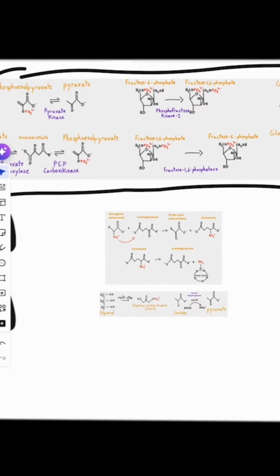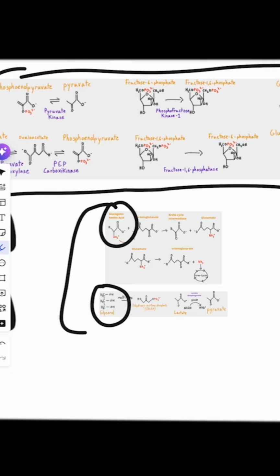And then lastly, the supplies for gluconeogenesis are listed right here. We use some amino acids, we use glycerol from those triglycerides that got broken down, and we use lactate. So those three things will be used in gluconeogenesis.